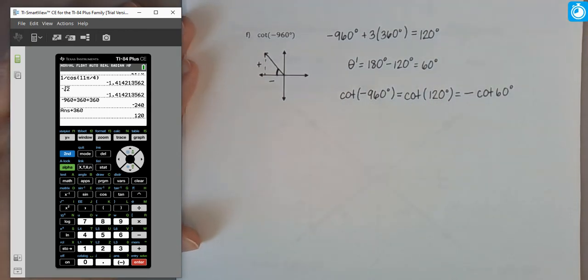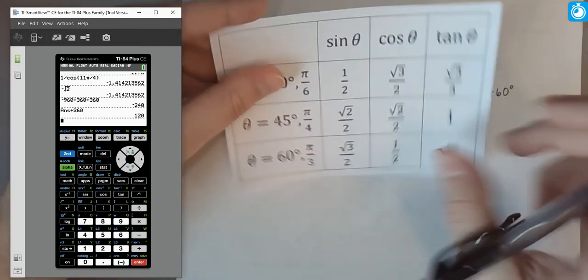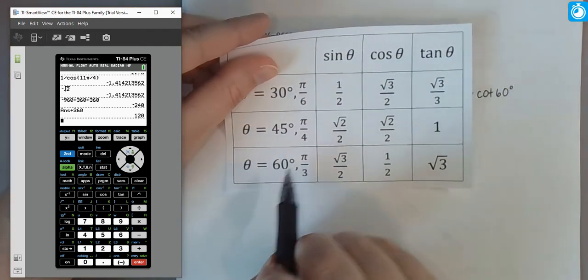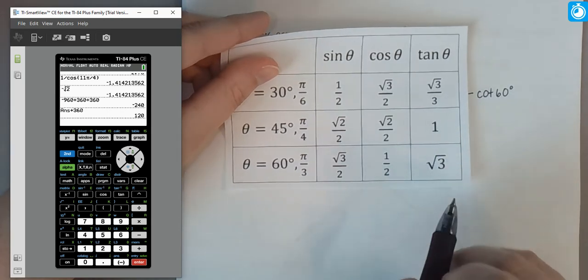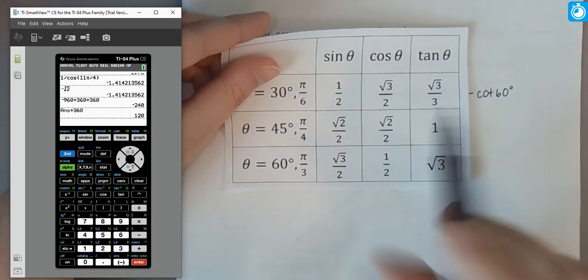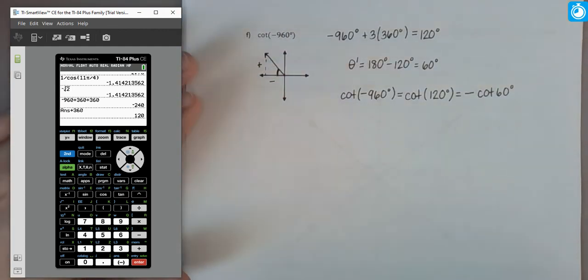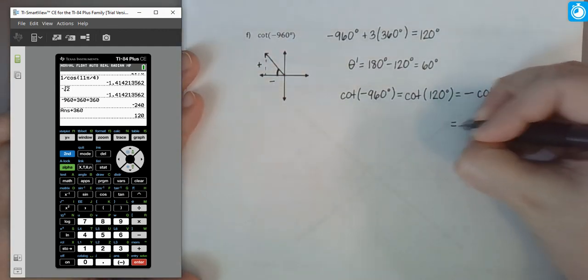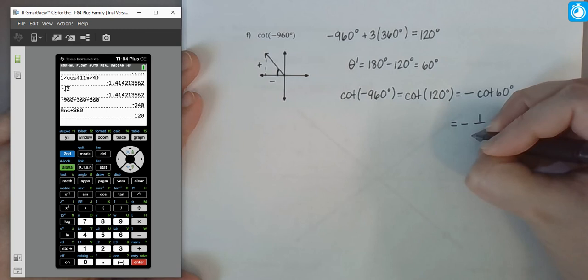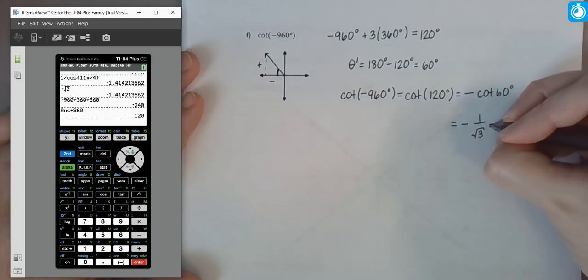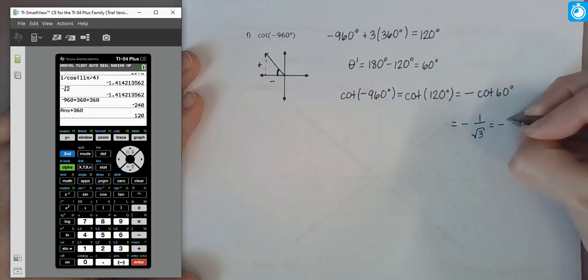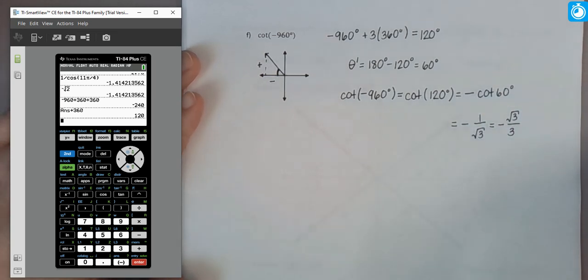Now, what is our cotangent of 60 degrees? Here is 60 degrees. Our tangent is going to be the square root of 3, which means the cotangent is its reciprocal, which is going to be 1 over the square root of 3. So that is going to be negative 1 over root 3. We need to rationalize, so that's going to be negative square root of 3 over 3.